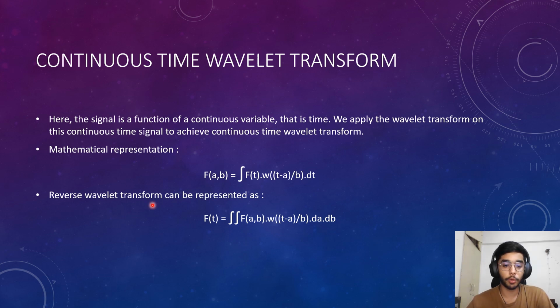Just like Fourier transform, here also we have a reverse wavelet transform, which can be represented in this formula. We get our signal back in the time domain, and we integrate the wavelet transform in the A and B domains. This shows the reversible nature of the wavelet transform.